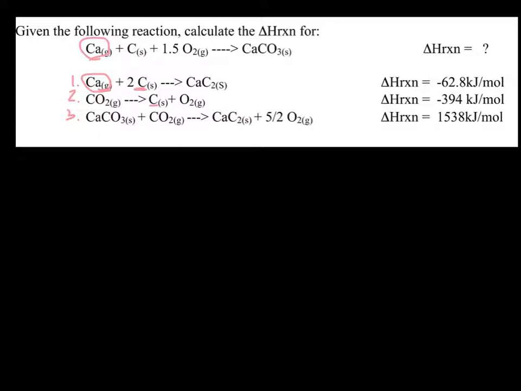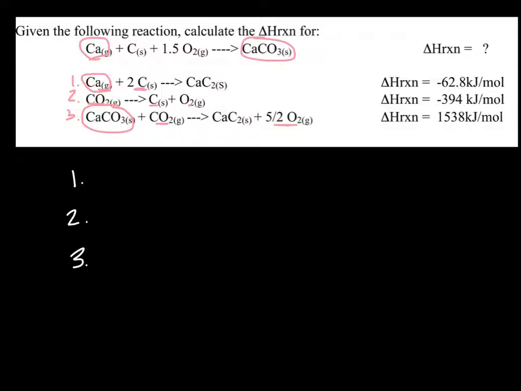Now in the second reaction, there's nothing that's unique. Carbon dioxide is in our third reaction. Oxygen is also in our third reaction. So I'm going to wait and figure out what to do with that once I decide what I need to do with our first step. For the third step, I can identify calcium carbonate as the unique thing. So what I'm going to do now is rewrite the first step and the third step and then figure out what I need to do with the second step.